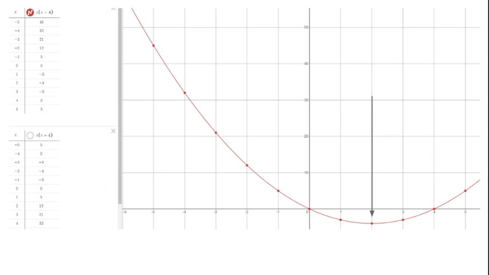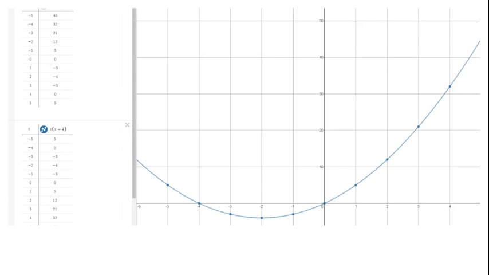Now, what I'm also seeing, and this is what we saw in the table as well, is that that point is also right in the middle of those x-intercepts that they also had us lay out. And if we look at the blue graph, we see the same thing. The vertex can be found in between the middle of the x-intercepts.